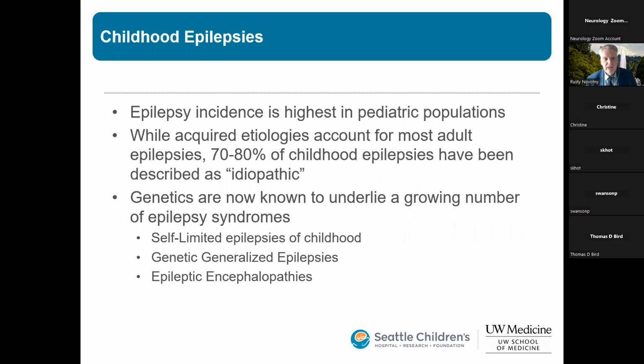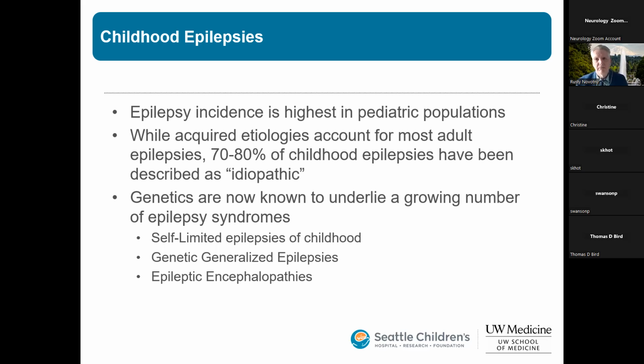So we know epilepsy has the highest incidence actually in the pediatric population. So actually the neonate is when seizure and epilepsy first often starts, with a very high incidence, and then gradually decreases to a nadir in late adolescence, early adulthood, and then, as we know, escalates in incidence as a function of age.